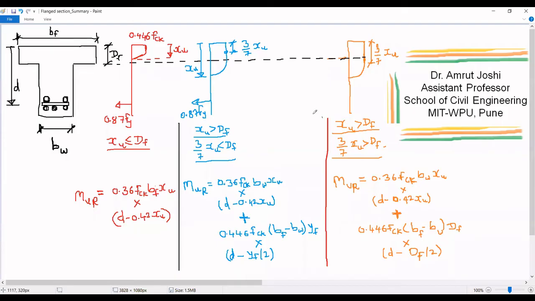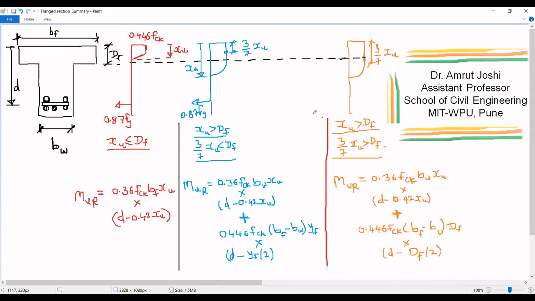Hello viewers, today we will be summarizing the steps and methodology used for analysis of flange sections. Though I have drawn a T section here, all the equations and steps that we are going to discuss are applicable to L section as well.